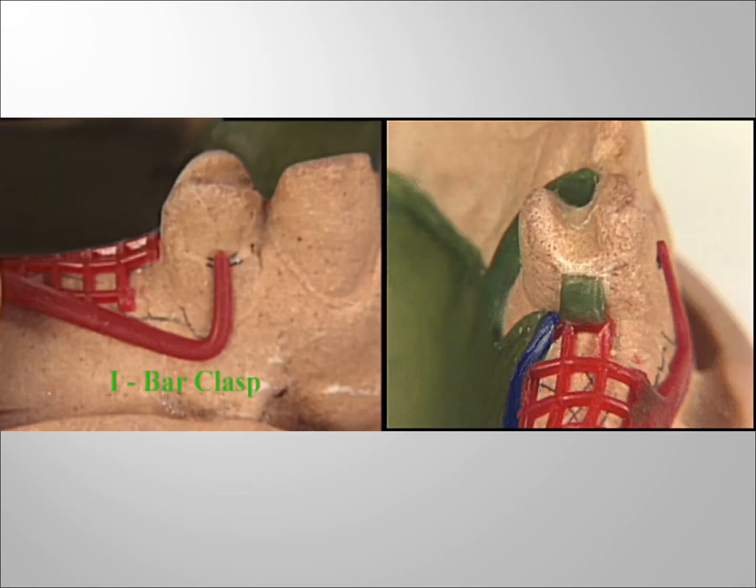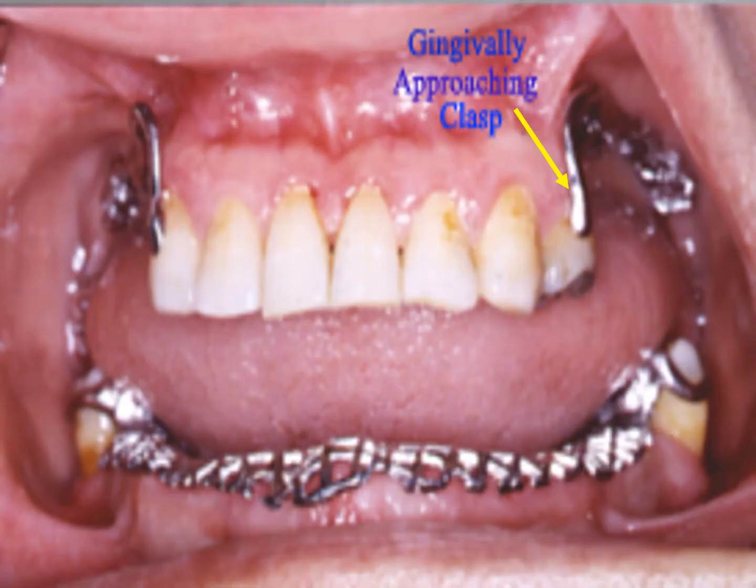And regarding the gingivally approaching clasps, this is the other major category for clasps. This is an example. This is the wax-up. This is an I-bar clasp. It approaches the undercut from the gingival side, not from the occlusal side. All right. And this is how it looks. This is a gingivally approaching clasp.